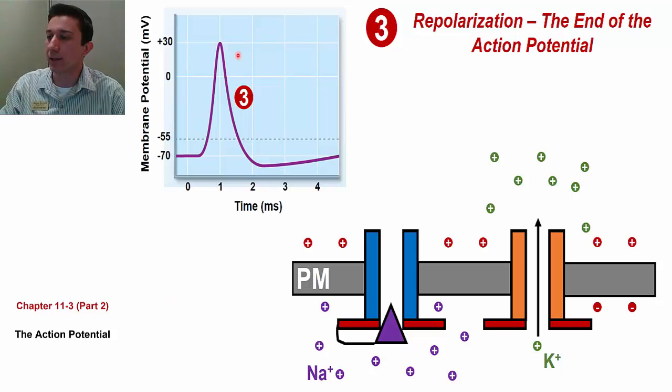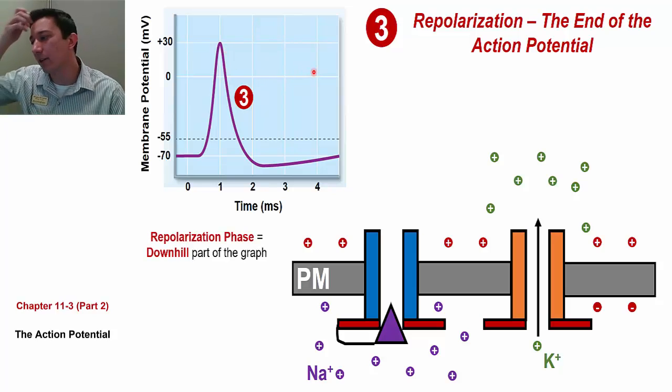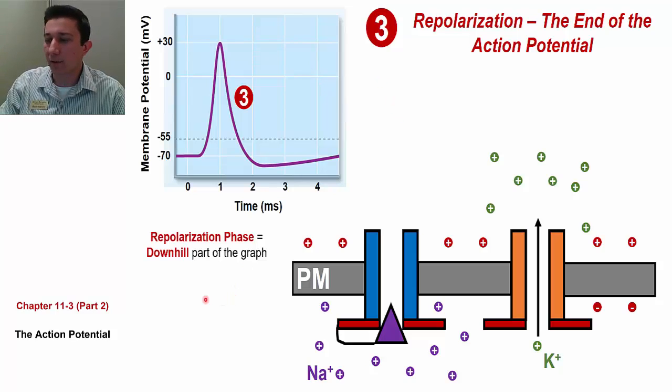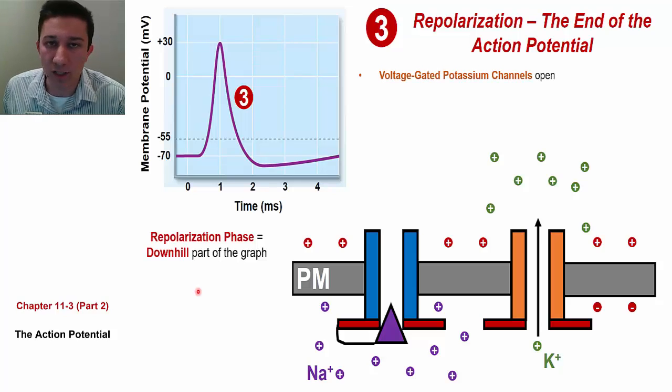We'll now look at the end of our action potential, which is called the repolarization phase. It's represented by the downhill part of our graph here. There's a couple of different things happening during repolarization with both voltage-gated sodium and voltage-gated potassium channels. First of all, voltage-gated potassium channels are going to open. The incoming positive charge, that sodium came into our cell, bringing positive charge with it, was the stimulus that opened our voltage-gated potassium channel here.